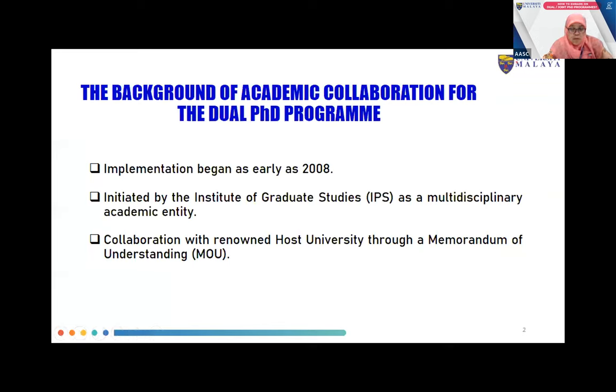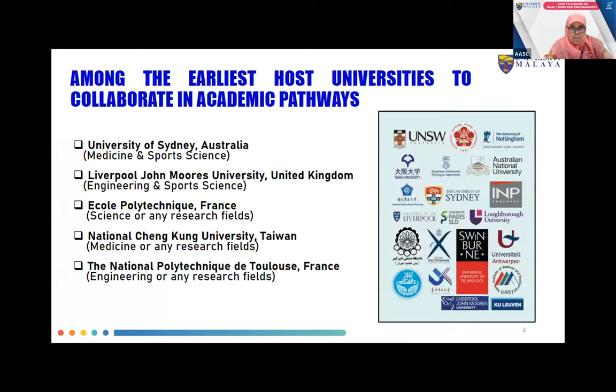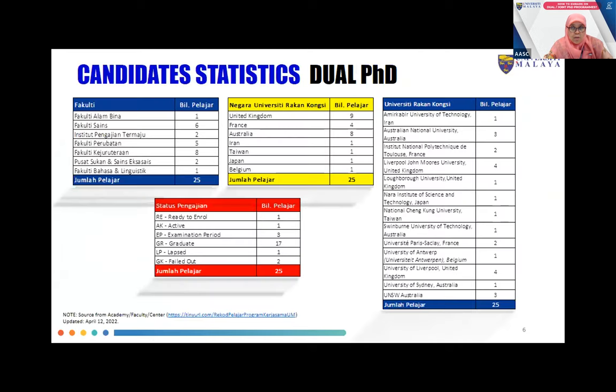To date, if I can share some of the statistics for the dual PhD: as of 12 April, we have a number of active students collaborating with almost 13 host universities. As mentioned here, it's already expanding, and we hope that the number of MOUs and collaborators expands in the near future. As Prof. Abrizah mentioned, with all her support and tips, we should aim for more, because as you can see, she mentioned the benefits and also reaching the KPI set by the university in terms of internationalization.